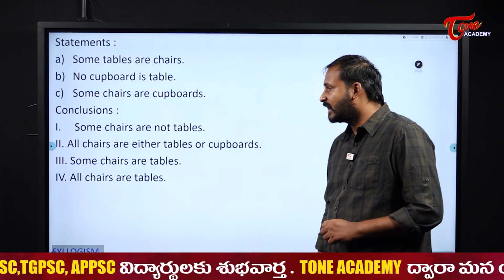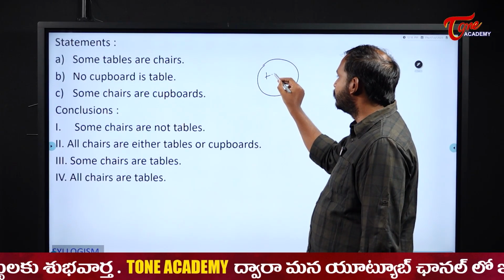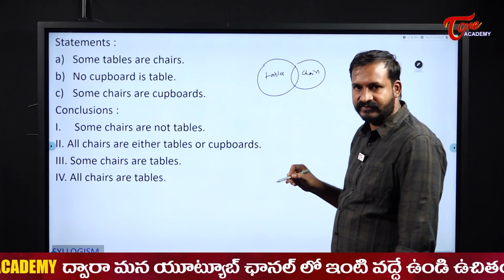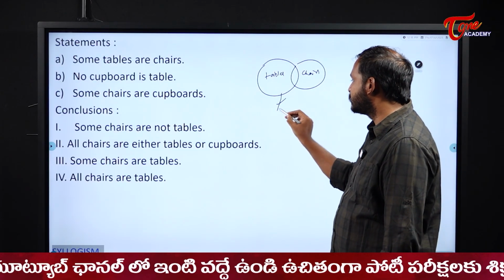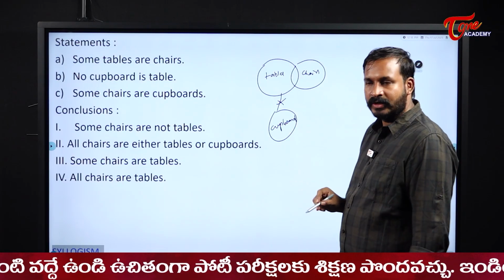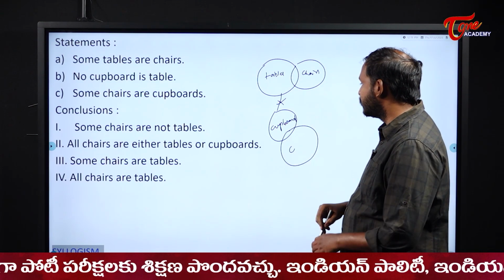Next one. Pause the video and try to get the answer. Some tables are chairs. Next, no cupboard is table. That means there is no relation between cupboard and table. Okay, some chairs are cupboards.